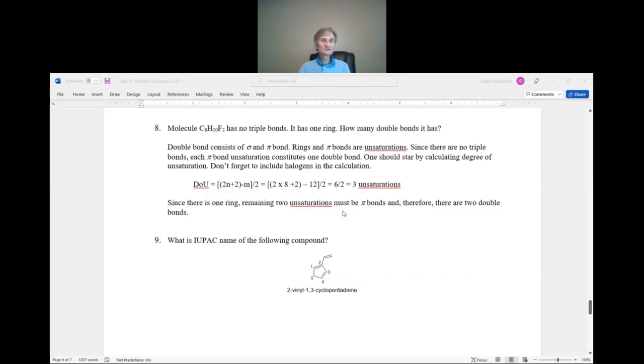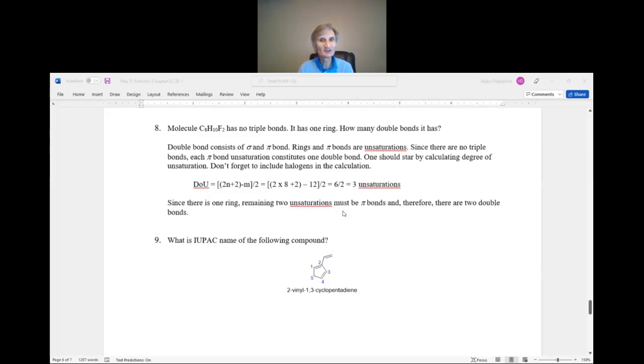So a double bond consists of a sigma and a pi bond. And rings and pi bonds are unsaturations. A saturated molecule satisfies the formula CnH2n+2. Each unsaturation means that the molecule has 2 fewer hydrogens. And so, in general, for ordinary organic compounds where this formula applies, unsaturations are rings, double and triple bonds. Each ring is one unsaturation.